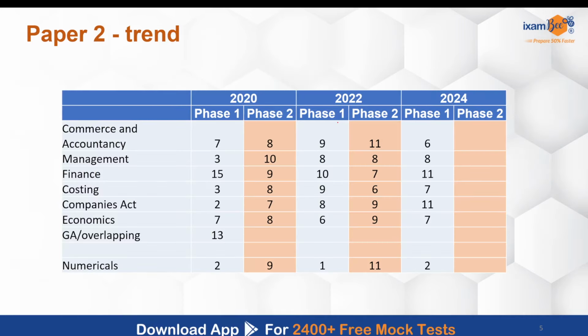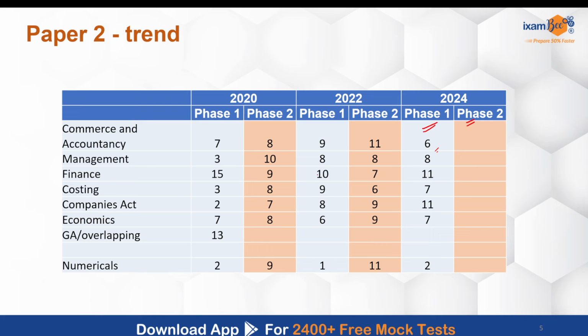So before we understand what can be the expected topics and what you should be concentrating on, let's have a quick look at what the trend has been. If you can see in the past, commerce and accountancy has had a good weightage in 2022. In 2024, we saw only 6 questions come from here, in the phase 1. So phase 2 is what we are preparing for.